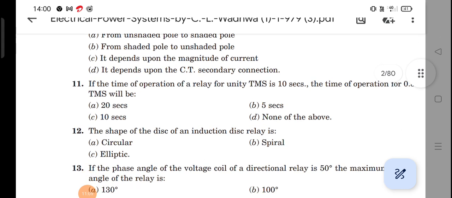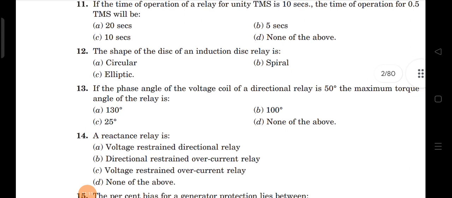Next, 12th one. The shape of the disk of an induction disk relay. This is also a direct question, the answer is spiral.